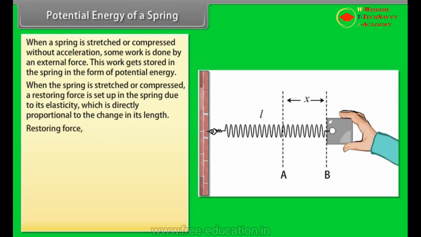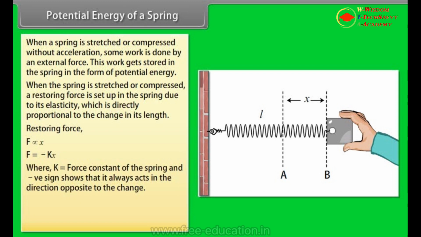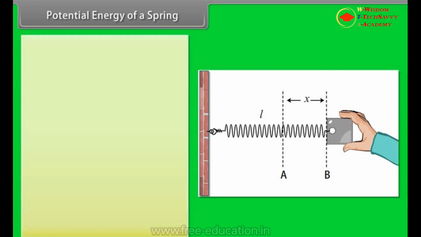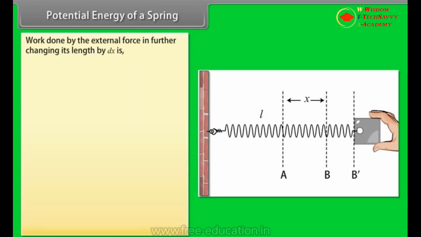Restoring force is given by F is directly proportional to x. F is equal to minus kx, where k is the force constant of the spring and the negative sign shows that it always acts in the direction opposite to the change. Then, the external force required at this instant is given by F equal to kx. Work done by the external force in further changing its length by dx is dW equal to the dot product of F vector and dx vector, or dW equal to kx dx.